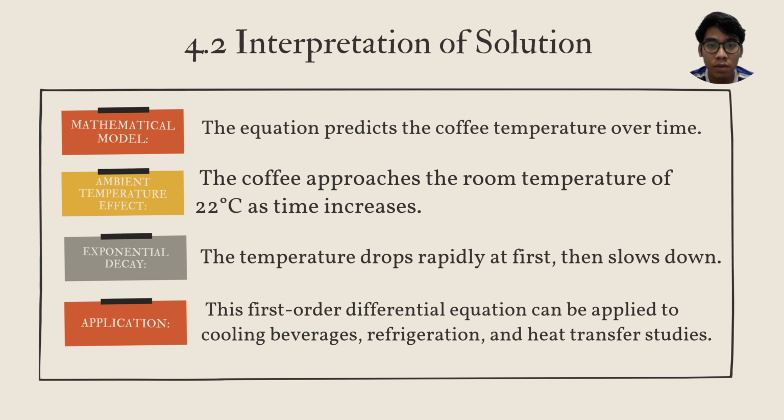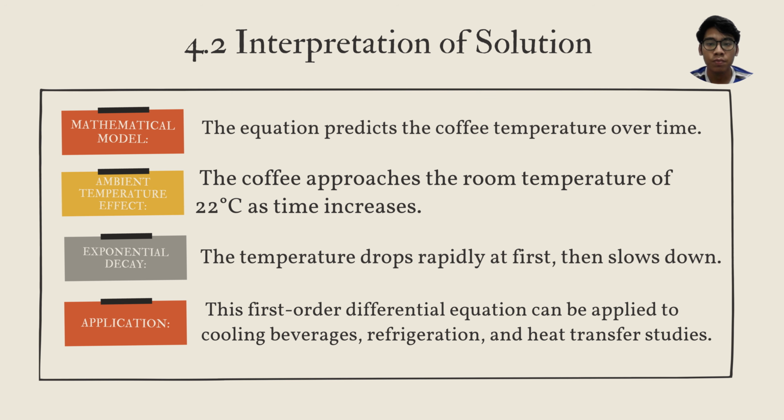Next slide is interpretation of solution. Mathematical model meaning: Newton's law of cooling equation predicts coffee temperature over time. It shows the relationship between temperature change and time. Effect of ambient temperature: the surrounding temperature is 22 degrees. The coffee temperature approaches 22 degrees as time increases, which indicates thermal equilibrium between the coffee and the environment.